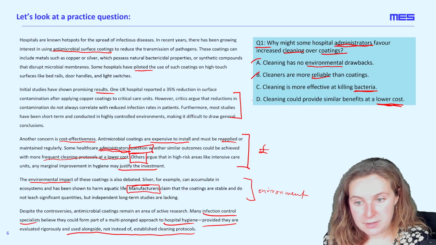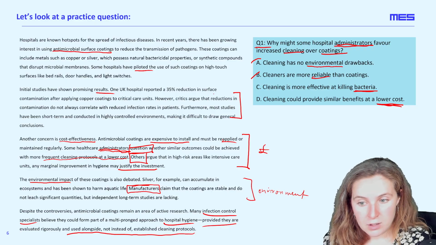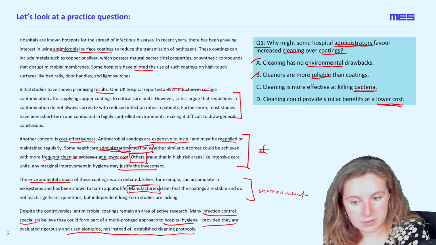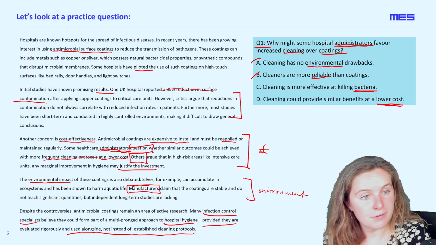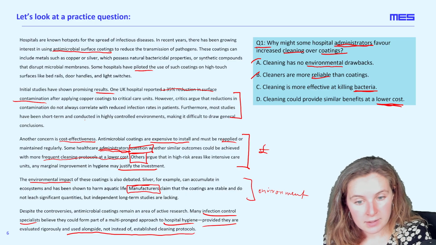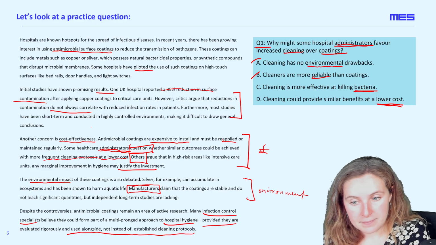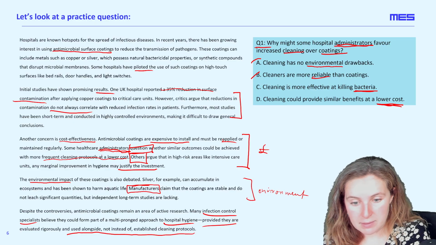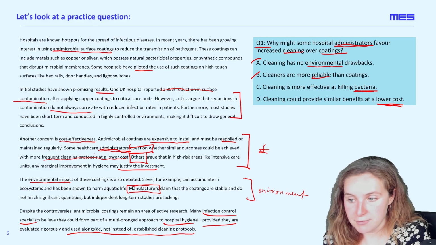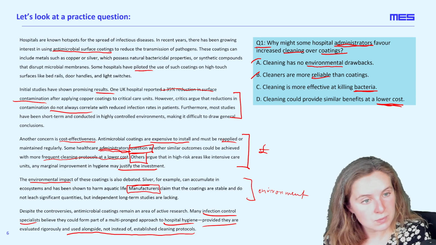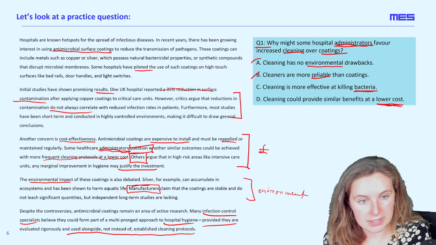Cleaning is more effective at killing bacteria. Okay, so we have quite a lot of information here about how effective the copper coatings are, but then again some mitigation of that. But we don't really have anything about the effectiveness of cleaning. This is where questions get a little bit tricky, isn't it?